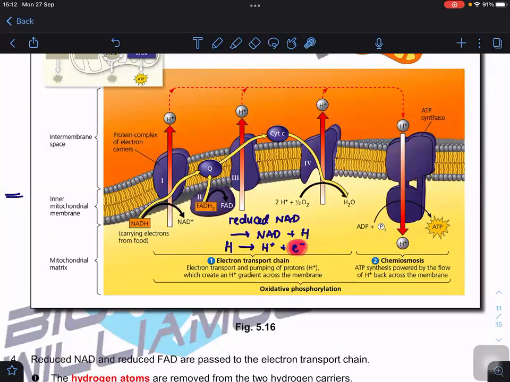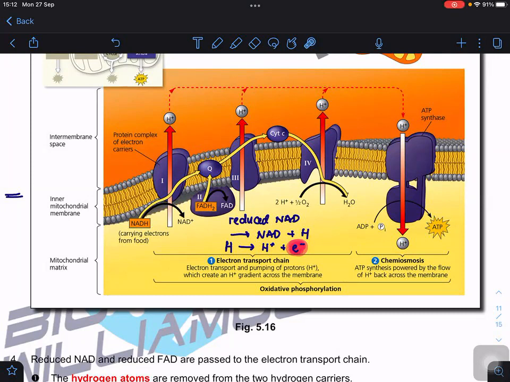Are you clear? So it means the electron passes through the electron carrier. So hydrogen ions will be pumped from the matrix to the intermembrane space. Therefore, we accumulate high concentrations of protons. Now we accumulate high concentrations of protons at the intermembrane space compared to the matrix. Are you clear?